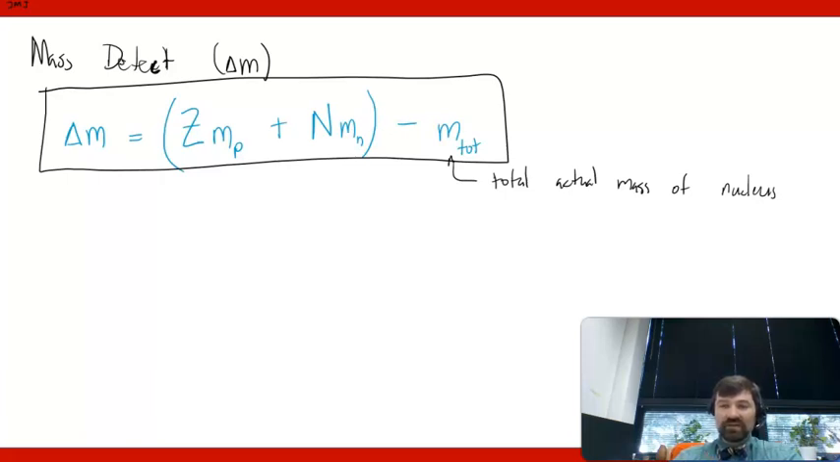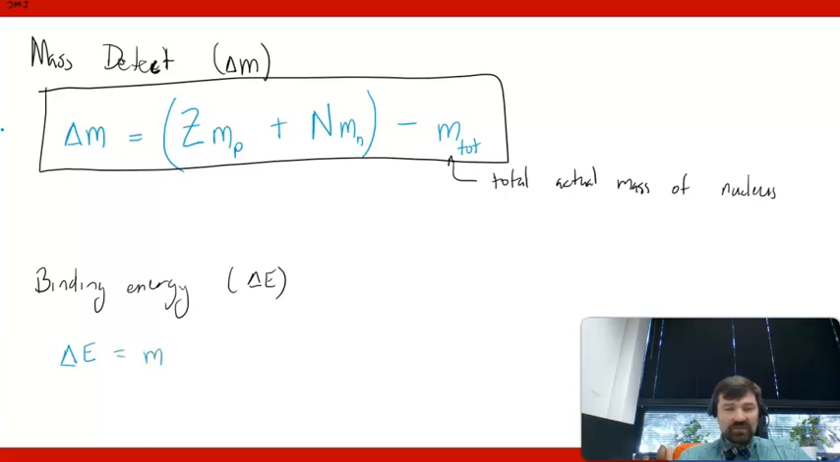And so what does that mass defect represent? Well, for energy to be conserved, we expect there to be a delta E present. This delta E is what's called the binding energy. And that binding energy, delta E, for a given nucleus is given by delta E equals delta M, the mass defect, times c squared. So if I know my mass defect, I can determine the binding energy.